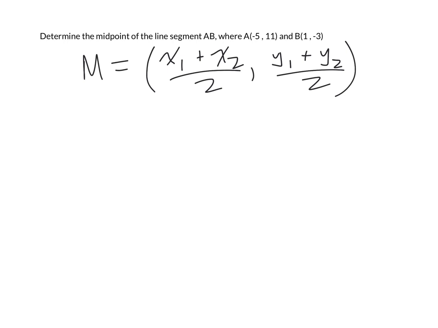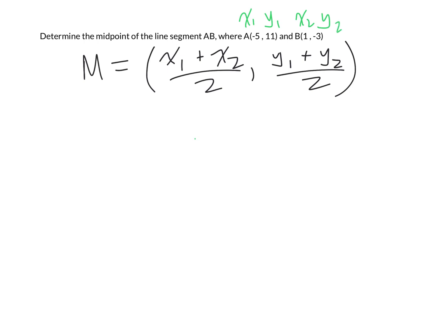So to start, I'll label my points. So -5 is x1 and positive 11 is y1. Over at my B, there's x2 and that's y2. So 1 is x2 and -3 is y2.